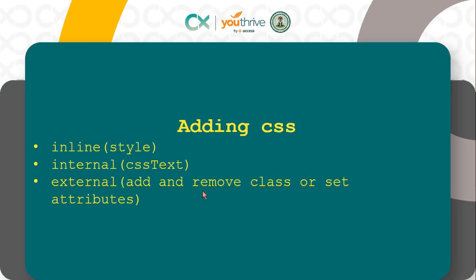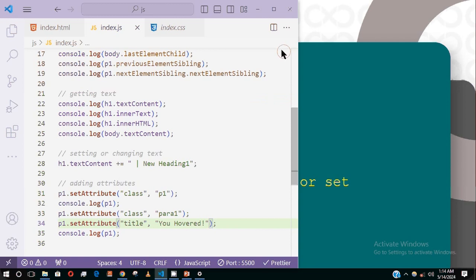Then the external, so we can add an external CSS, and we can add and remove that by using the classList, or we can set an attribute. So let's dive into the code.